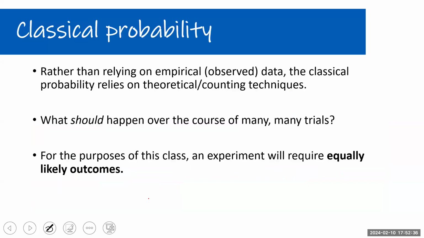Okay. Now, on the other hand, we have something called classical probability. And classical probability is not relying on real data. We no longer have real data.